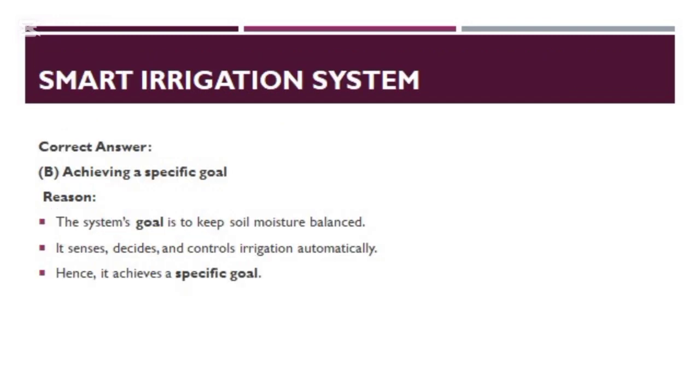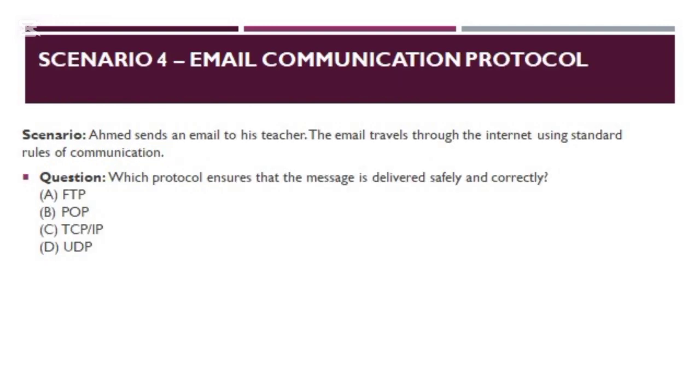The correct answer is option B, achieving a specific goal, because the main purpose of the system is to keep the soil moisture balanced. The sensor checks the soil's condition, and if water is needed, the system automatically turns it on. If not, it turns it off. The focus here is not just storing data or spotting another system, but achieving a clear specific goal of proper irrigation.